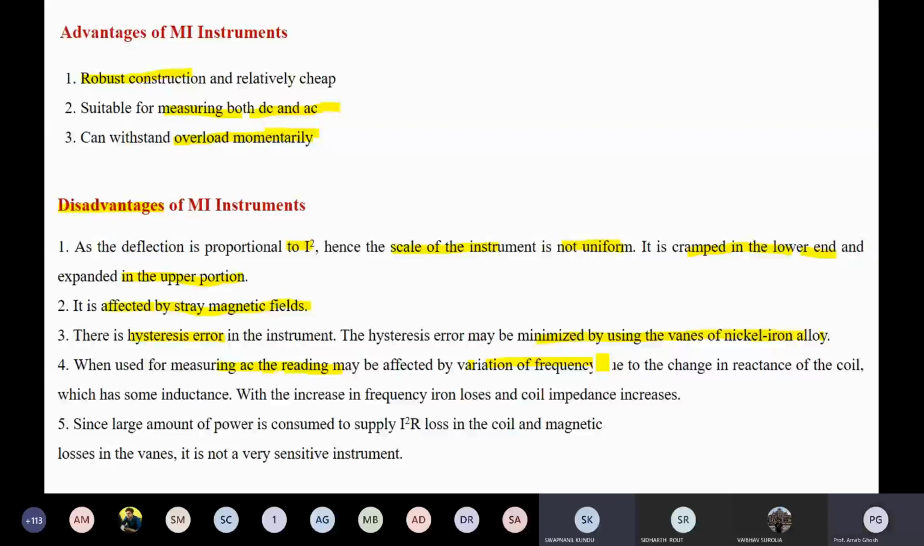The last point of disadvantage is the large amount of power consumption from the supply, due to the spiral loss in the coil and the magnetic losses in the vane, and it is not a very sensitive instrument. Okay, these all are the disturbances observed in the moving iron instrument.